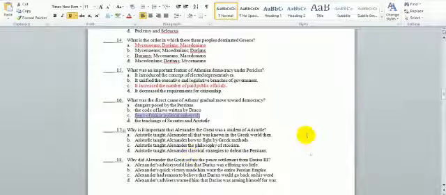Number 17. Why is it important that Alexander the Great was a student of Aristotle? A. Aristotle taught Alexander all that was known in the Greek world then. B. Aristotle taught Alexander how to fight by Greek methods. C. Aristotle taught Alexander the philosophy of Stoicism. D. Aristotle taught Alexander classical strategies to defeat the Persians. The right answer here is A. Aristotle taught Alexander the Great all that was known in the Greek world then.